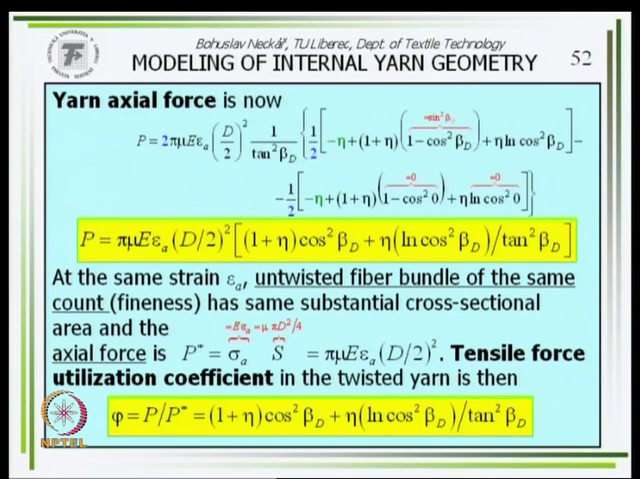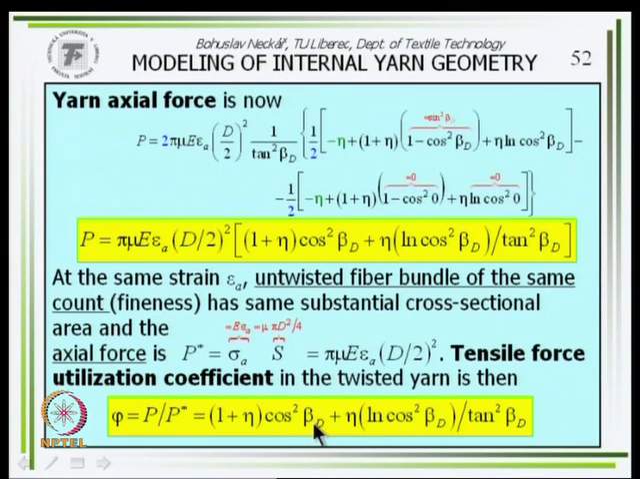And then the effect of twist on mechanical properties, we can express, for tensile force, as a ratio: axial force in twisted yarn by axial force in non-twisted yarn. Using our equations, we obtain this here. You can see that this expression is the same as this one before the brackets. Therefore, it is this here.